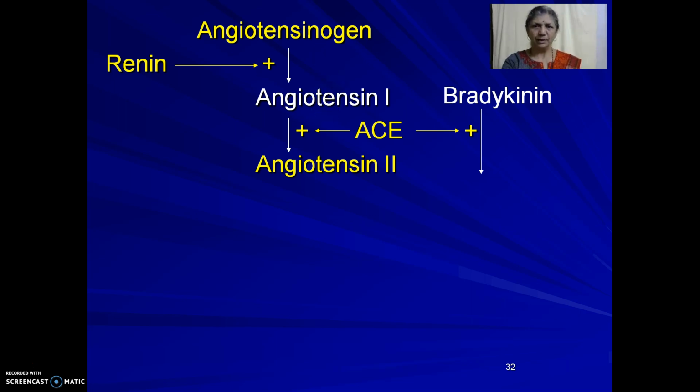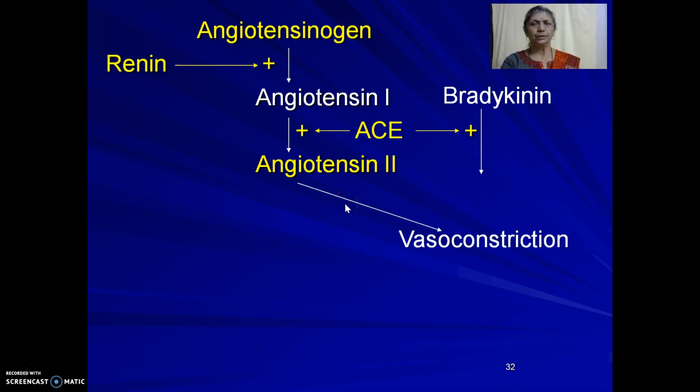Angiotensin 1 is not a very powerful chemical. It is further converted into angiotensin 2 by the action of angiotensin converting enzyme. And the same enzyme is also responsible for degradation of bradykinin. Bradykinin is a vasoactive autocoid capable of causing vasodilatation, a very strong vasodilator and bronchoconstrictor.